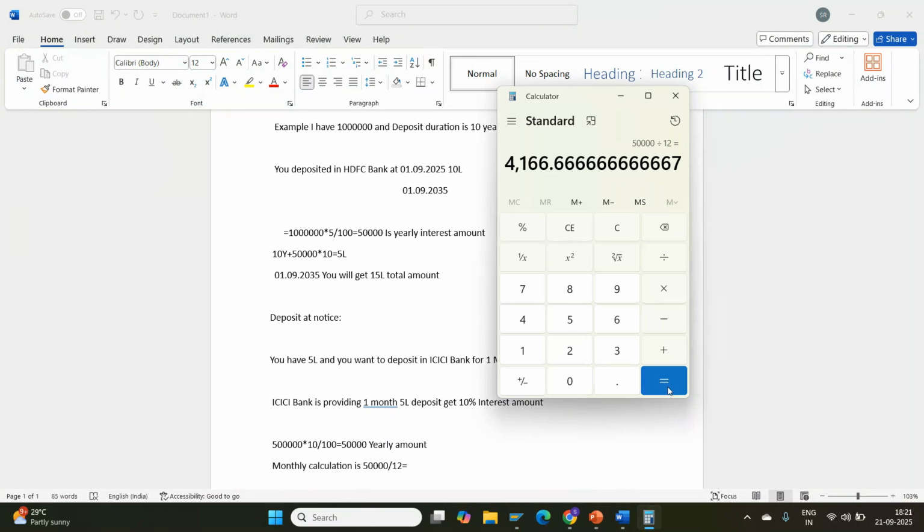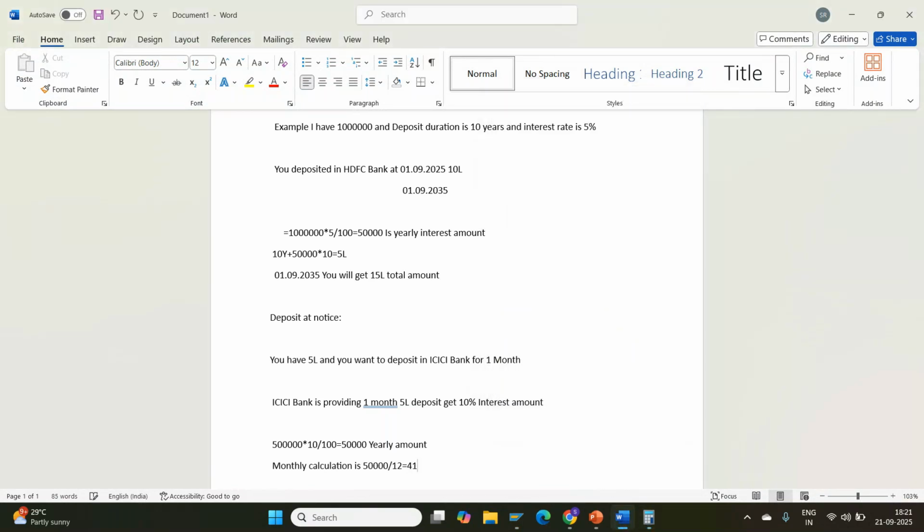12... 4166.66. This is the amount you are getting as interest per month.